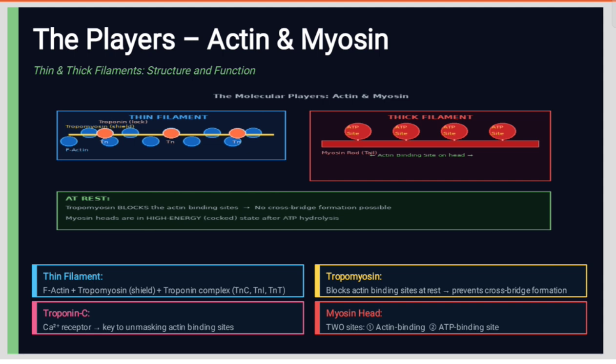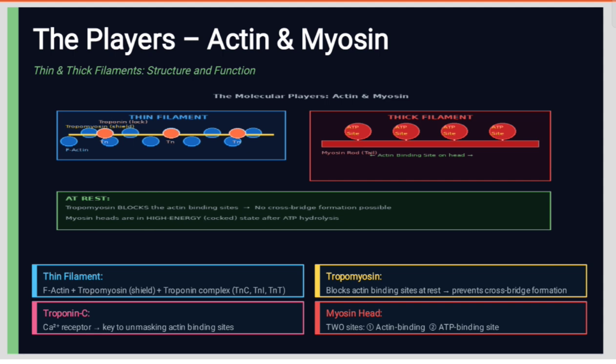Tropomyosin is a long rod-shaped protein that runs through the groove of the F-actin helix at rest. Tropomyosin sits right on top of the myosin binding site on actin, physically blocking the myosin head from attaching. Think of it as a shield or a lid.